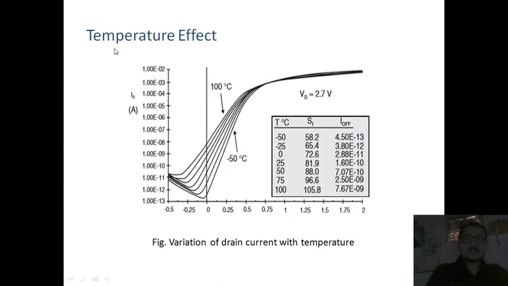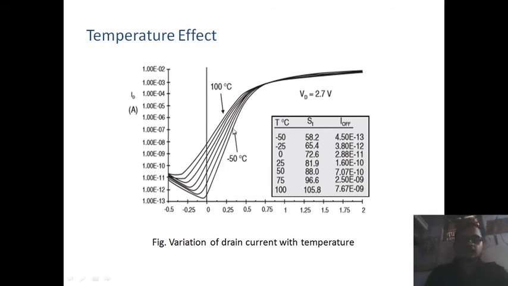Then the next topic is the temperature effect. The temperature effect is nothing but when the temperature increases, the threshold voltage decreases and the subthreshold current increases.